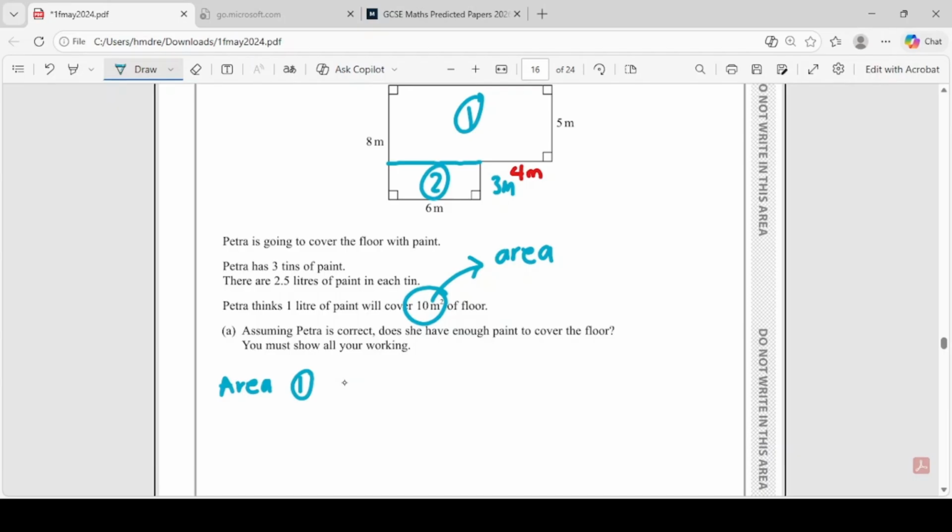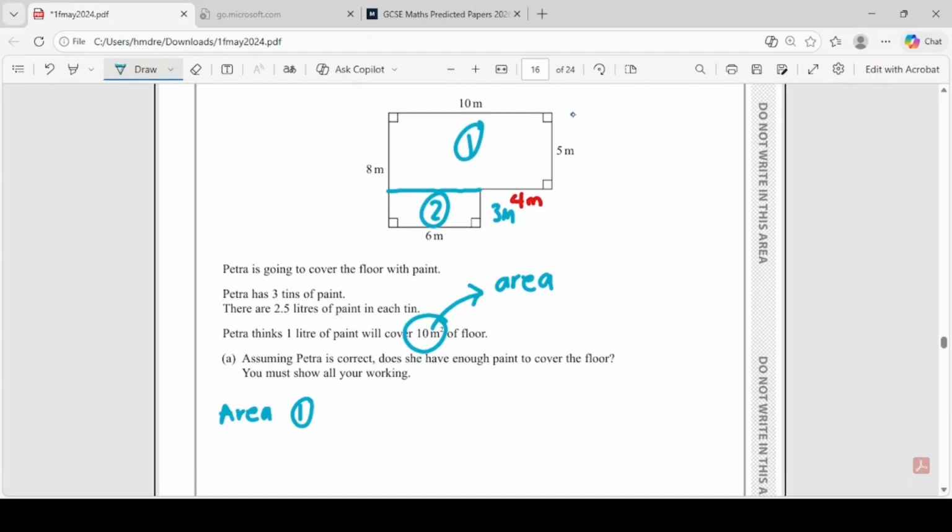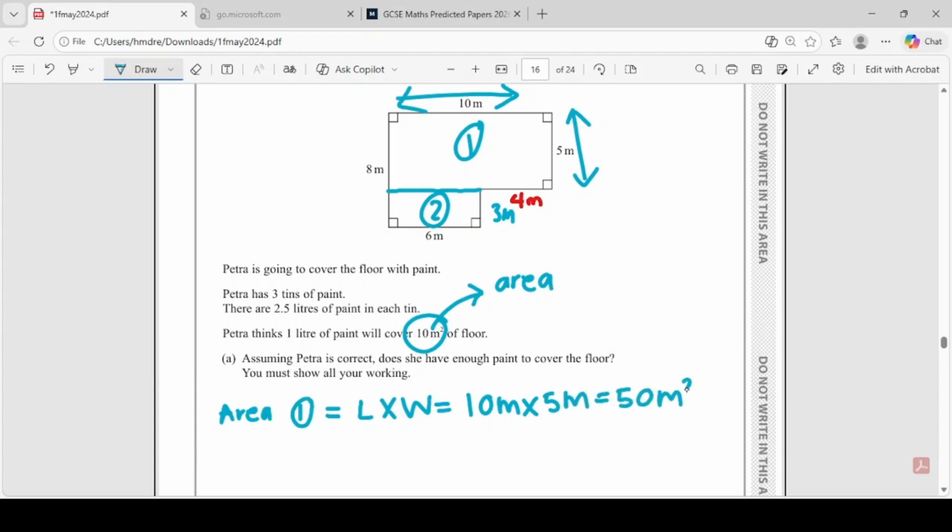So the area of shape 1, as we've labeled it now, is 5 meters by 10 meters. Area is always the length times the width. Write that down because you will get a mark for knowing that formula. So it's 10 meters by 5 meters, which is 50 meters squared. That is the area of 1.